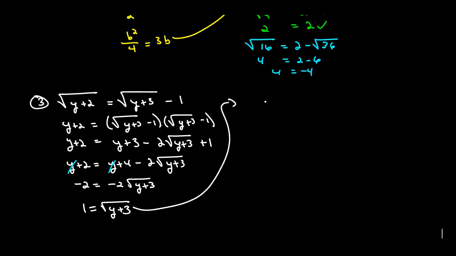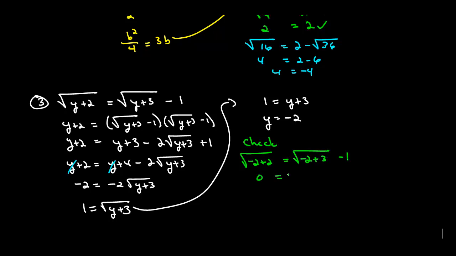Squaring both sides gives us 1 is equal to y plus 3, which means that y would have to be equal to negative 2. So now we'll check. And if you check that, you get the square root of negative 2 plus 2 should be equal to the square root of negative 2 plus 3 minus 1. This side gives me 0. This side gives me the square root of 1 minus 1, which is 1 minus 1, or 0. So it checks.